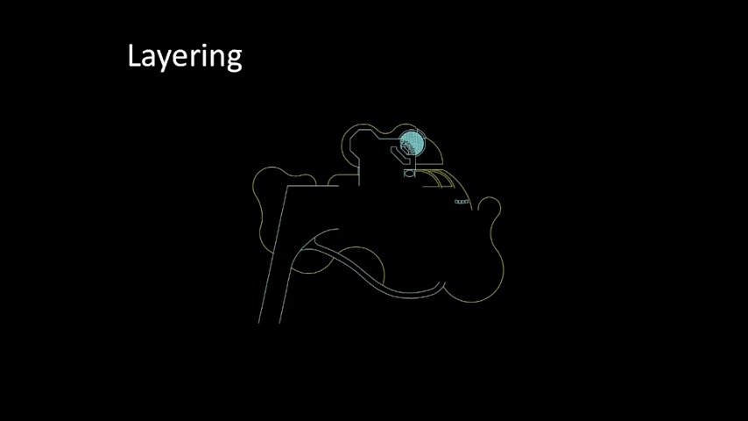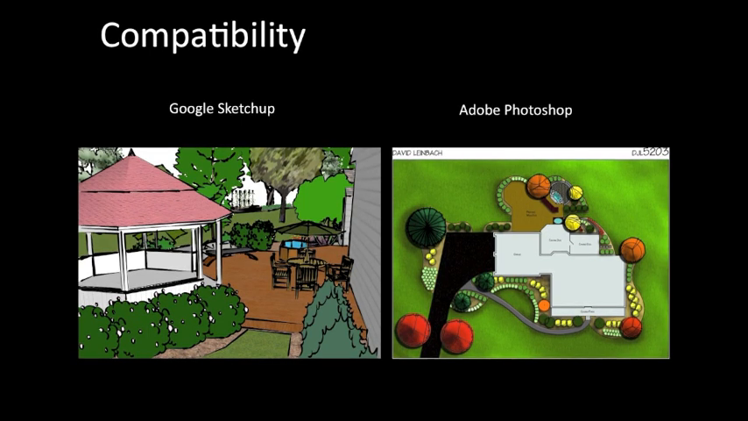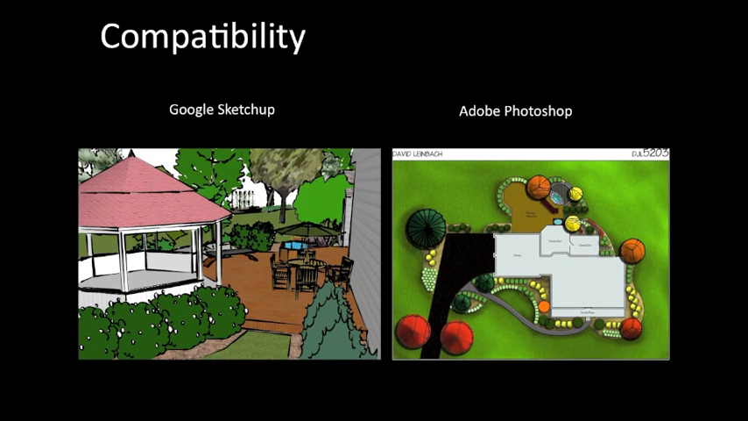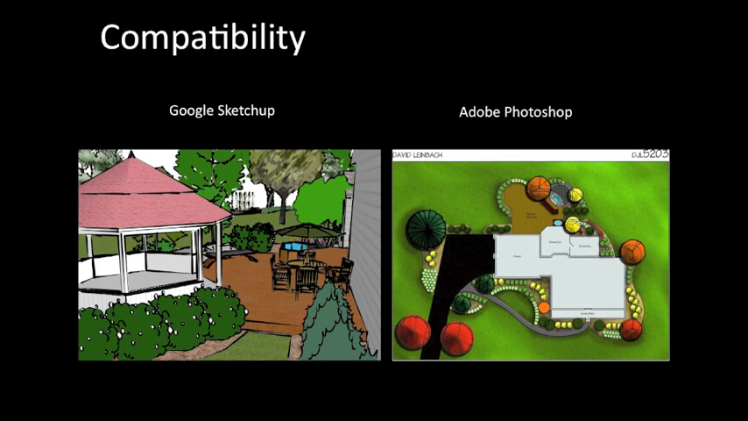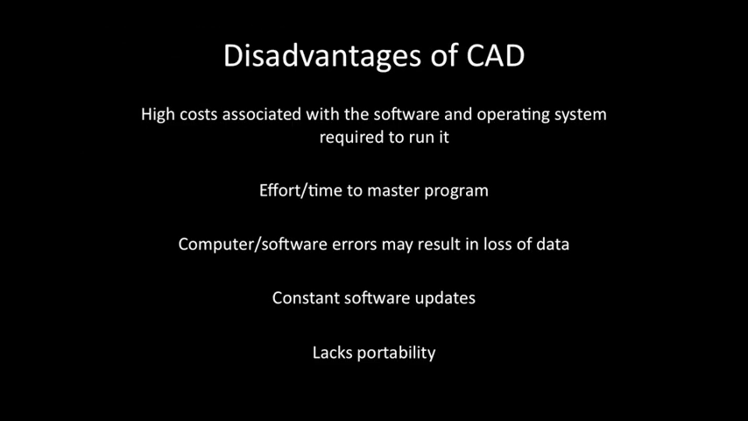Another advantage is CAD's compatibility with other software programs. After CAD has been used to create a planned set of drawings, the file can be transferred to rendering and other 3D modeling programs, such as Google SketchUp and Adobe Photoshop. Once imported into these programs, the original 2D drawing can easily be converted to a 3D environment with perspective, depth, and texture. While there certainly seems to be many advantages to using CAD, there are some disadvantages, mainly cost.